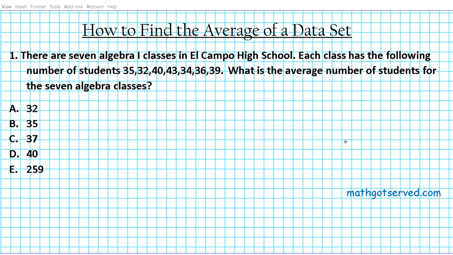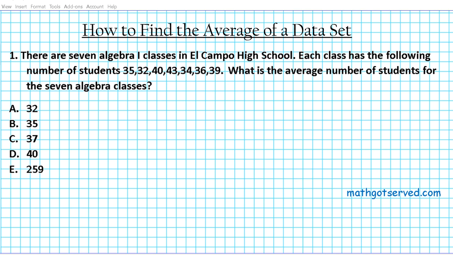All right, so question number 1, just like number 1 in the volume 1 series, we're going to be looking at how to find the average of a data set. It reads, there are 7 Algebra 1 classes in El Campo High School. Each class has the following number of students: 35, 32, 40, 43, 34, 36, and 39. Question: what is the average number of students for the 7 algebra classes?